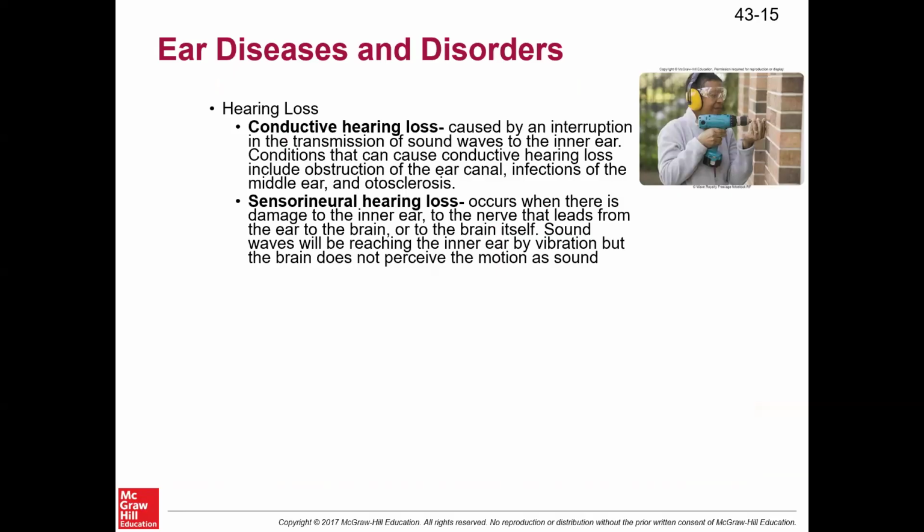Conductive hearing loss is caused by an interruption in the transmission of sound in the inner ear. Sensorineural is where there is an issue with the actual nerve signal that leads from the ear to the brain, or in the brain itself. It's not in the conduction of the sound, it's in the nerve signal of the sound.